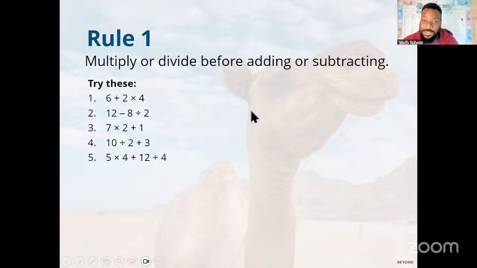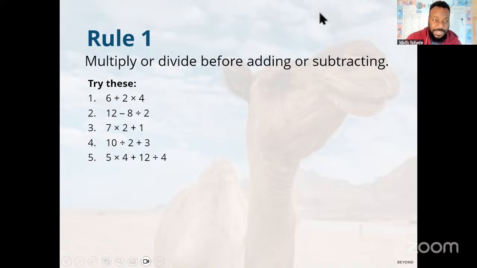Right. So multiply, divide before adding or subtraction. We're going to try these. Going to have a go. Okay, so if you're here, have a go. Work it through. Give it a few seconds on the clock to work through these. Okay, and then we'll look at the answers.